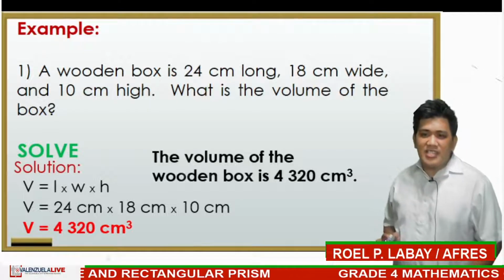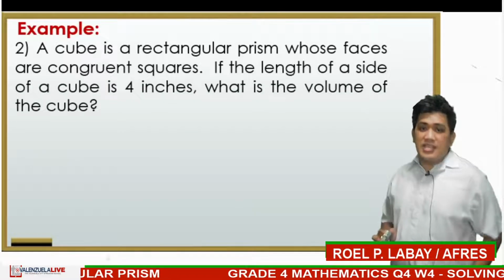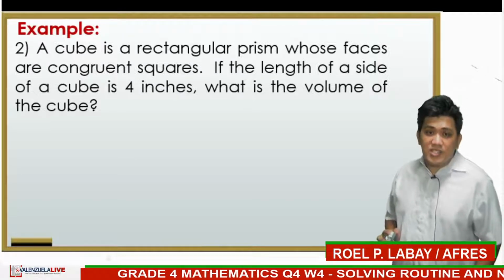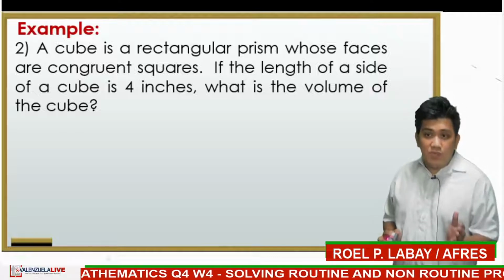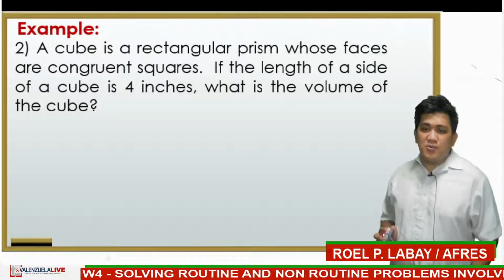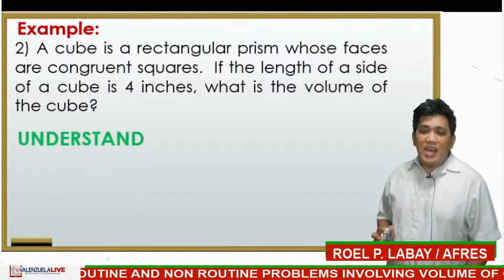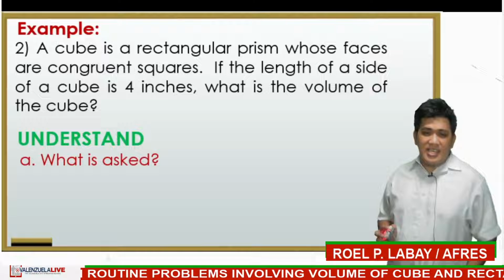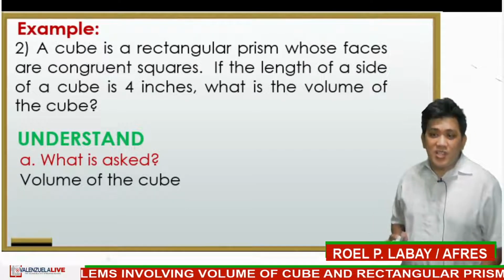Now, let's have our second example. A cube is a rectangular prism whose faces are congruent squares. If the length of a side of a cube is 4 inches, what is the volume of the cube? Now, the first step is to understand what is asked in the problem. Very good. The volume of the cube.